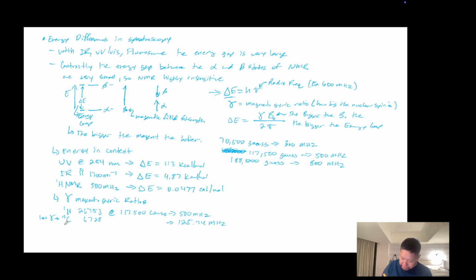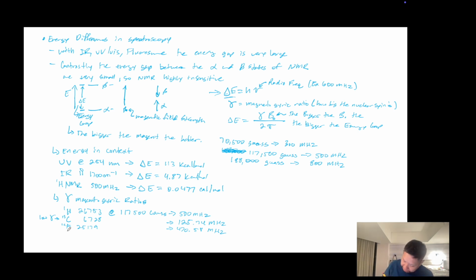Let's look at a few other ones here. We have fluorine 19. Fluorine 19 is like proton. It's like 25,179. And so applying the same strength magnet, 117,500, we get 470.58 megahertz. So pretty close to doing a proton NMR, but not exactly, right?